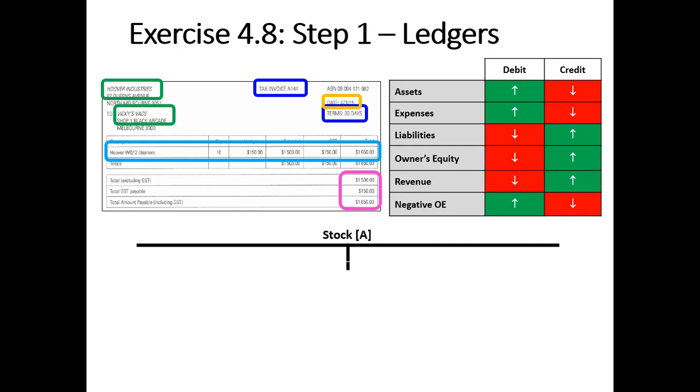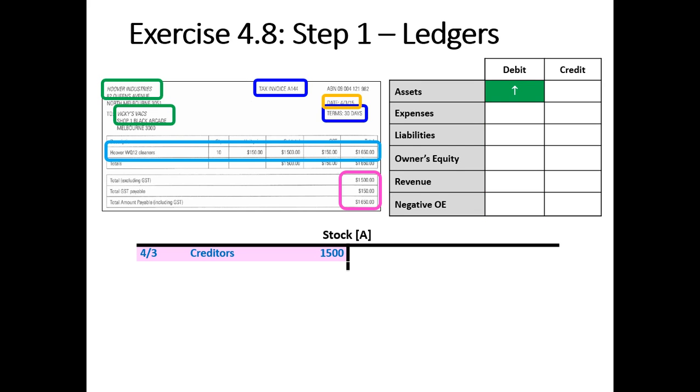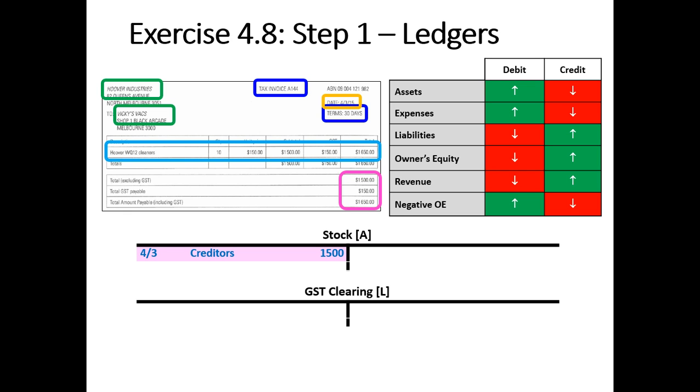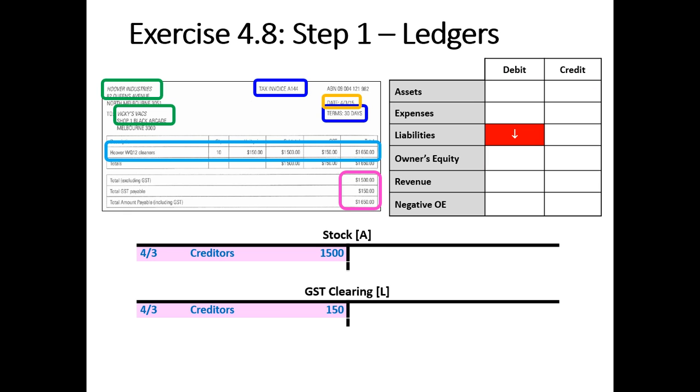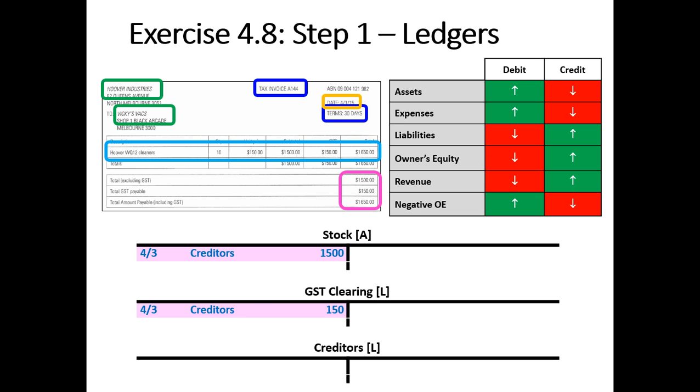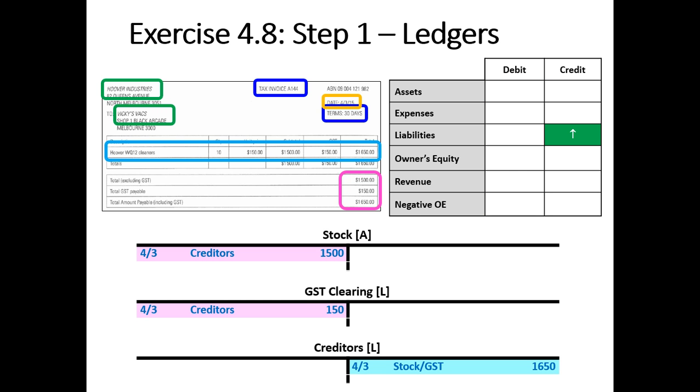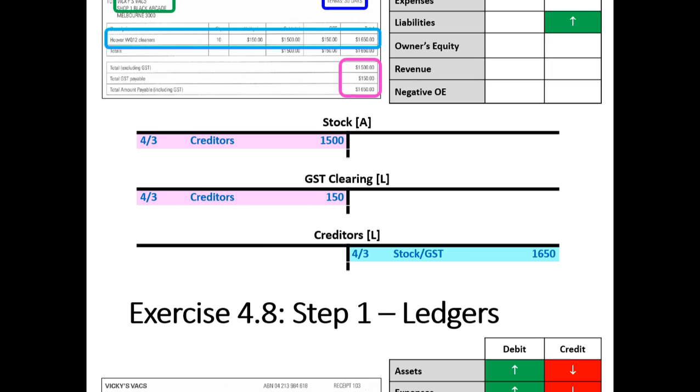So the first thing that's happened is we have more stock. Stock is an asset. We have $1,500 more. We've also been charged GST. So GST, when we get charged, it decreases our liability. So liabilities decrease on the debit side. And on the credit side, we're going to have creditors go up because we haven't paid any cash. Creditors go up on the credit side, and then our debits equal our credits.